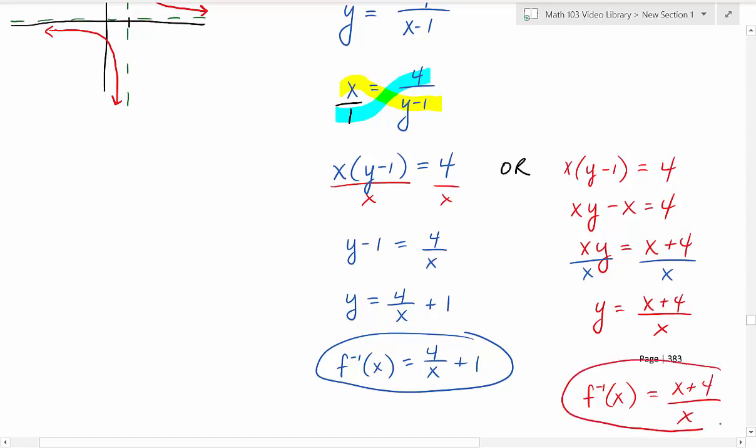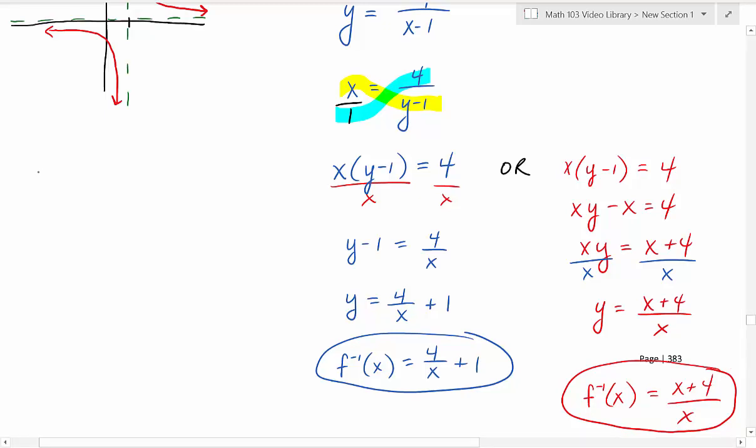These are equivalent answers. If when you divided both sides by x, if you'd have done the terms individually, it would have simplified to be 1 plus 4 over x. So they're the same, whichever solving technique you feel more comfortable with. That's the one I want you to use.